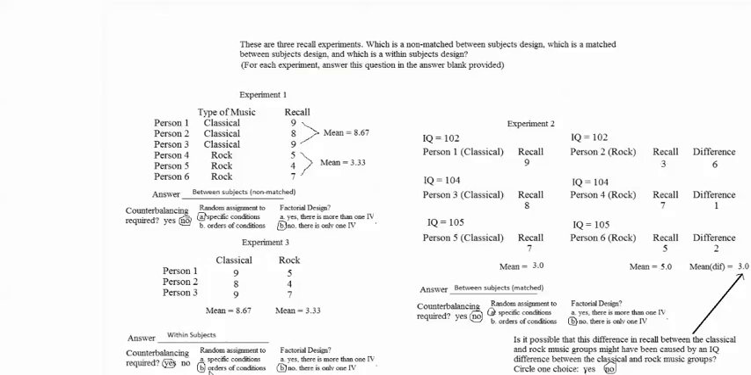So in this case, you're assigned to a specific order of conditions, meaning you're randomly assigned. Each person is randomly assigned to either listen to classical and then rock, or to listen to rock first and then classical. So in the within subjects design, each person is randomly assigned to the classical rock order or to the rock classical order.